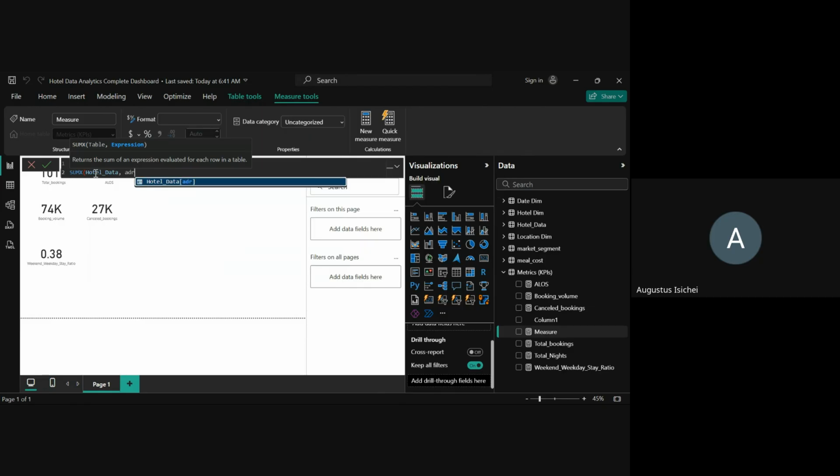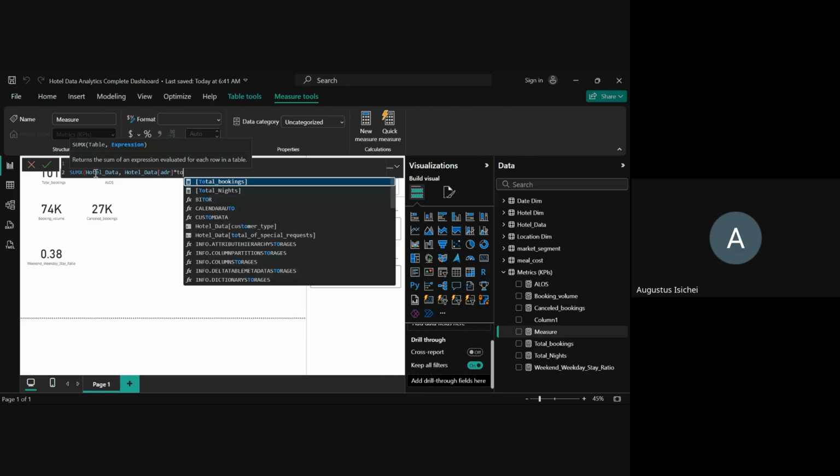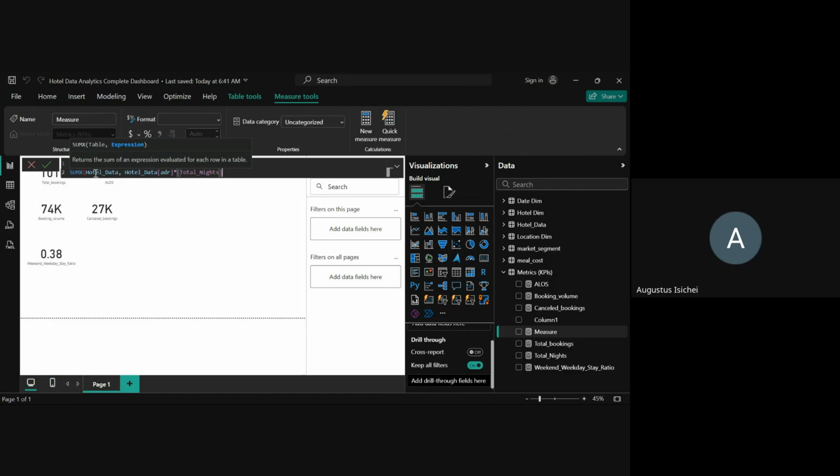The ADR column on that hotel data multiplied by the total nights that we've calculated earlier. So with this, it gives us the total revenue generated. Do you understand? Total revenue. So when I say enter, total revenue will be calculated, but that is not all, right?